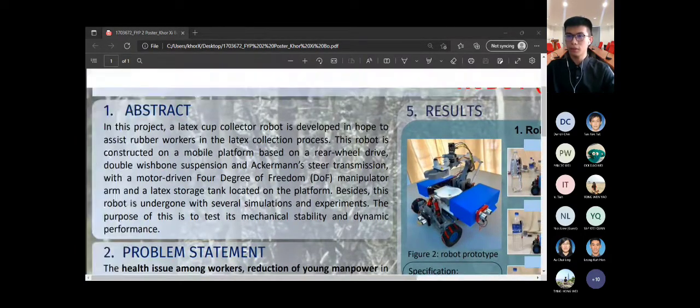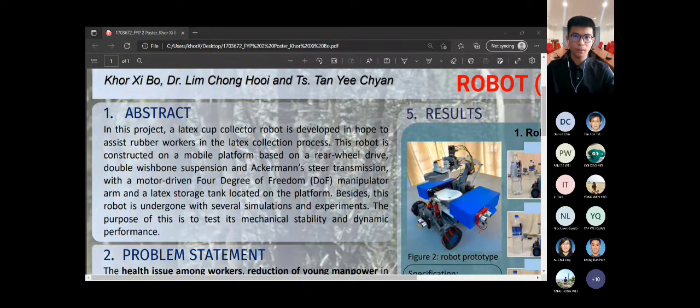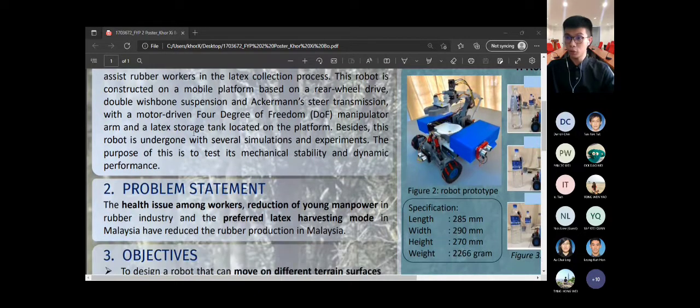First, for the abstract, a latex card collector robot is designed and developed in hopes to assist the rubber workers in the latex collection process. This robot is equipped with rear-wheel drive, double wishbone suspension, Ackermann steering transmission, and a 4-degree of freedom manipulator to execute its functions. Besides, to test this robot's mechanical stability and dynamic performance, it has also undergone several simulations and experiments.